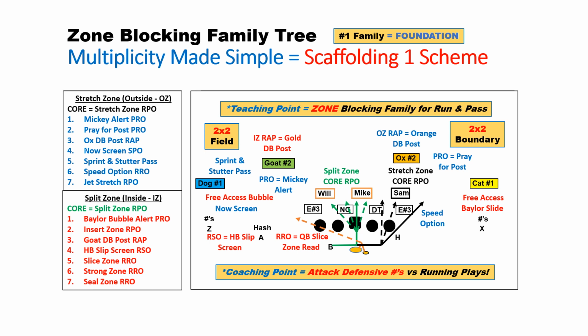And the key here now is you're using one zone blocking family for the run and the pass game, and you can see how we can attack the defensive numbers now versus trying to think about running plays.